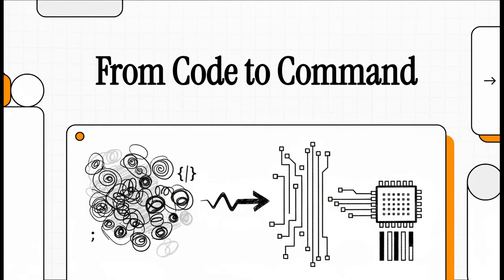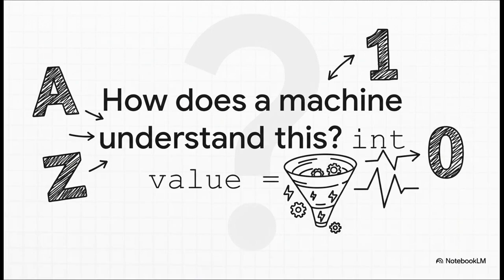Have you ever stopped to think about how our messy, creative human ideas get turned into perfectly logical instructions that a computer can actually follow? Well, we're about to pull back that curtain. We're going to take a journey from the code a programmer writes all the way down to a command a machine can execute. Okay, let's just dive right in.